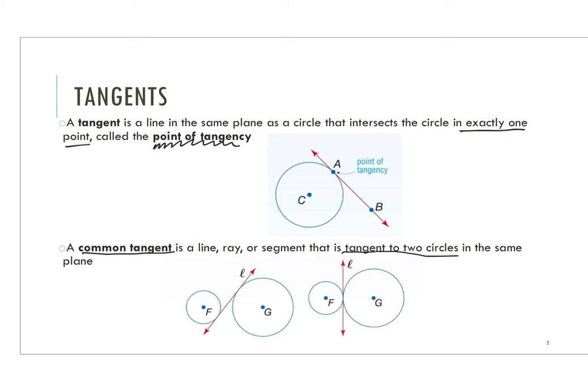Now, these are some options, but another option that you may see in your homework is when you have a line of tangency going like this. Okay? Where it touches the outsides.